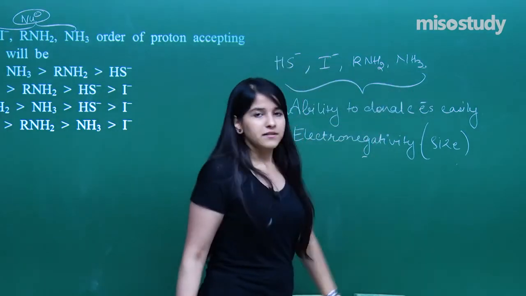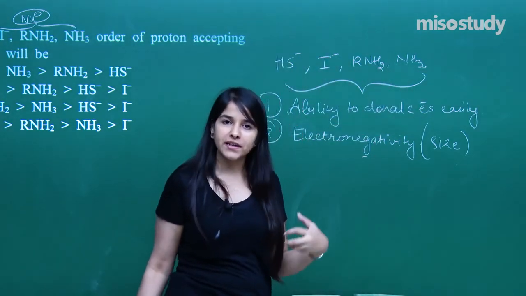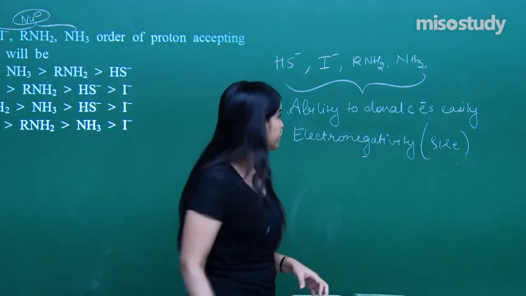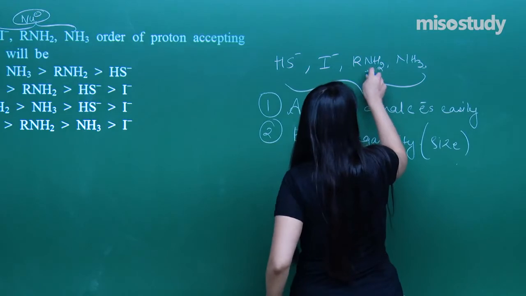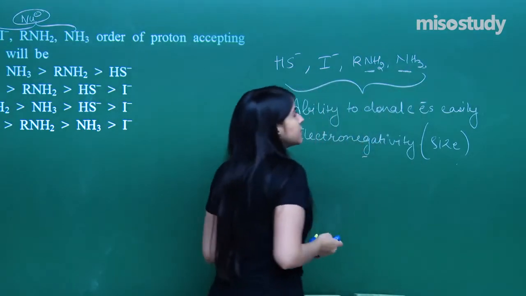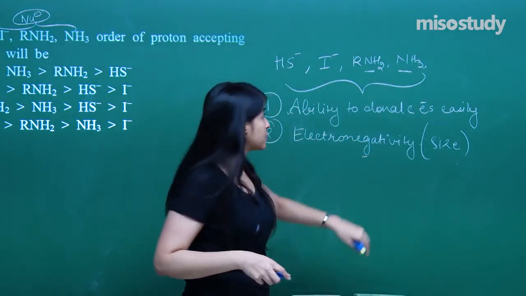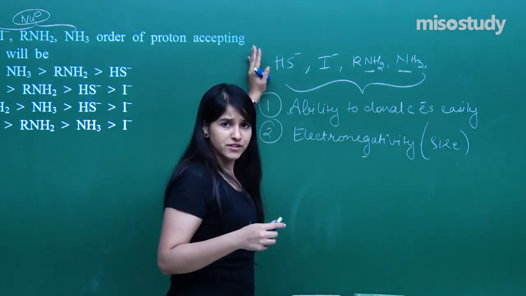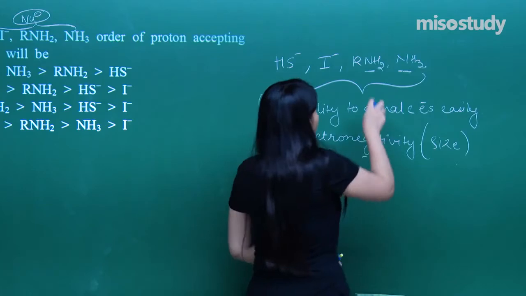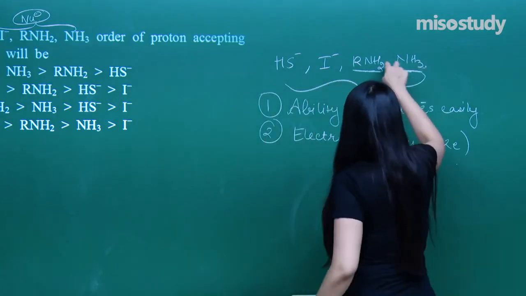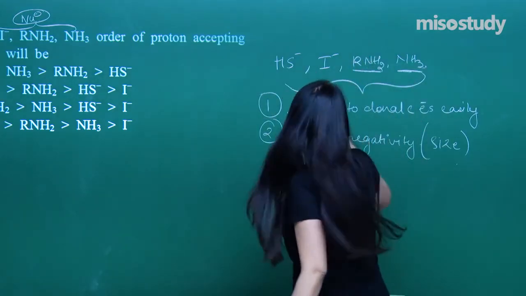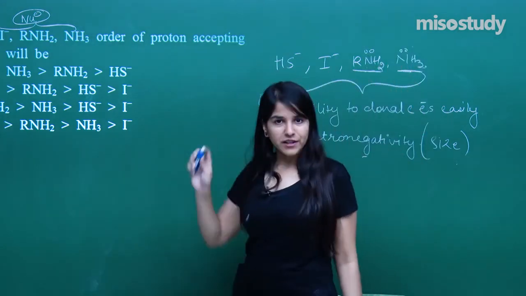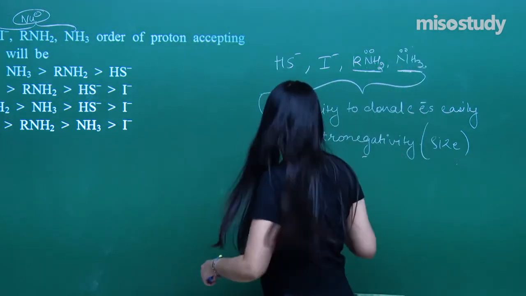So out of all, who has got a tendency of donating the electrons more? The one which is smaller. So the smaller elements over here, that means smaller atoms, nitrogen as compared to iodine and HS negative. We have got two amines over here, one ammonia and one amine. They have got the lone pair of electrons. So these are easily available lone pair of electrons, first thing.